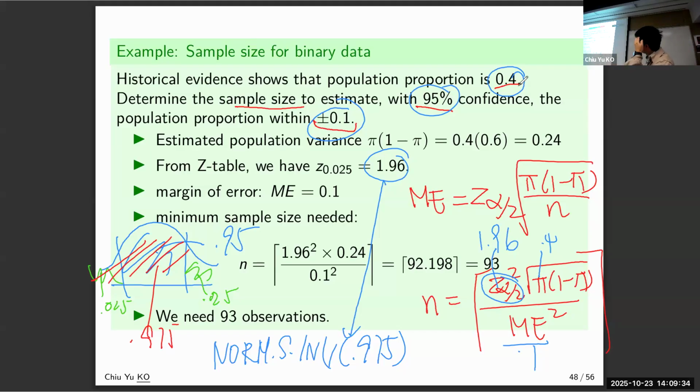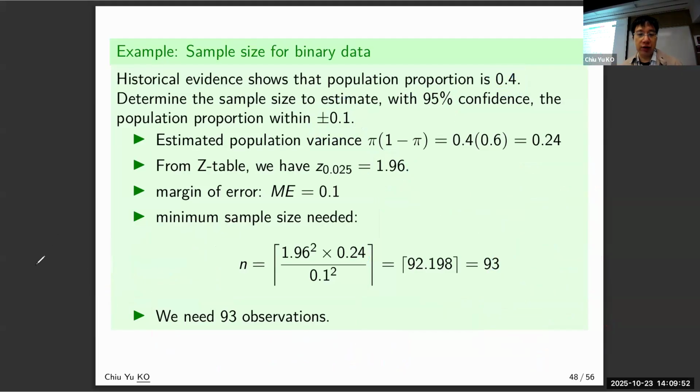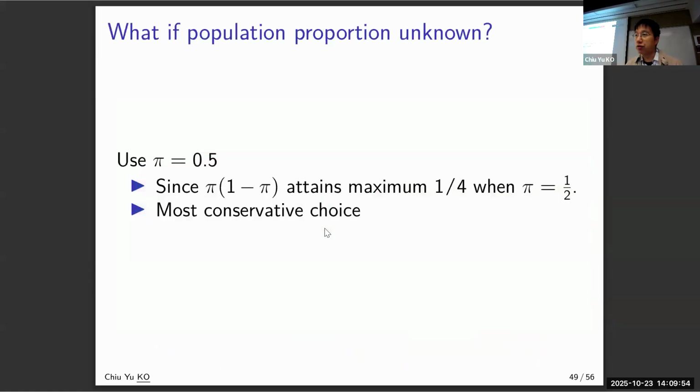But this formula is not frequently used, because how can you know the population proportion? If I know it's 0.4, then why am I doing this, right? That's why we will usually be more conservative. We'll use the following math technique. Hopefully you still remember this from your high school.